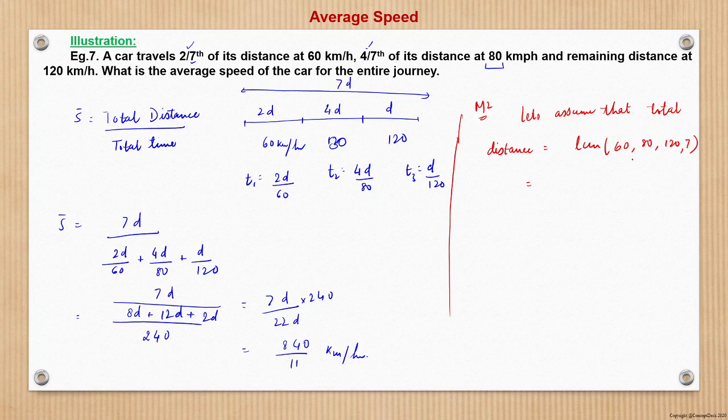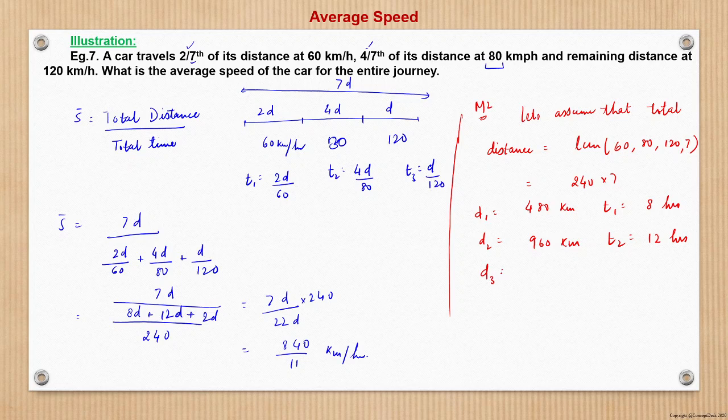So therefore now the LCM of this will be nothing but 240 into 7. So this is the total distance. First part, d1, is 2 by 7, so 2 by 7 means 480 kilometer. So t1 will be 480 upon 60, which is 8 hours. Easily we can find. d2 is 4 by 7, so that becomes 960 kilometer. Then t2 is 960 upon 80, which is 12 hours, right?